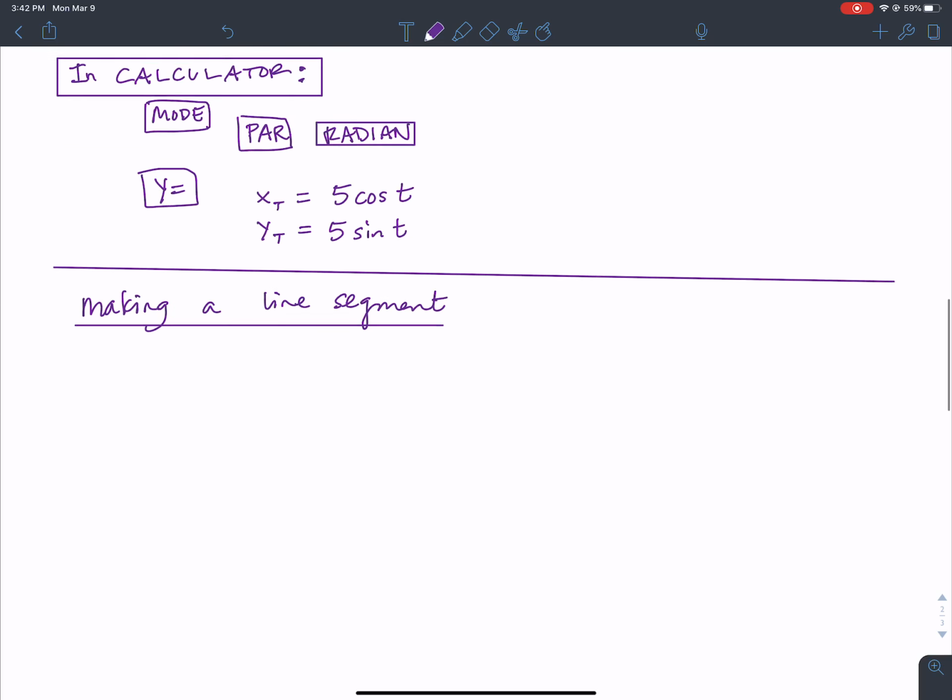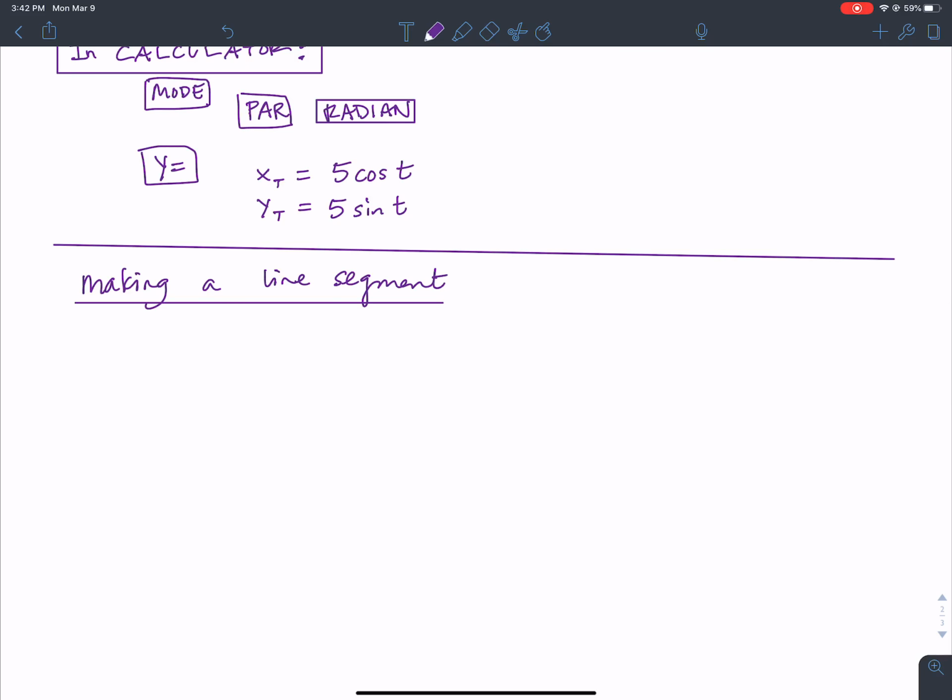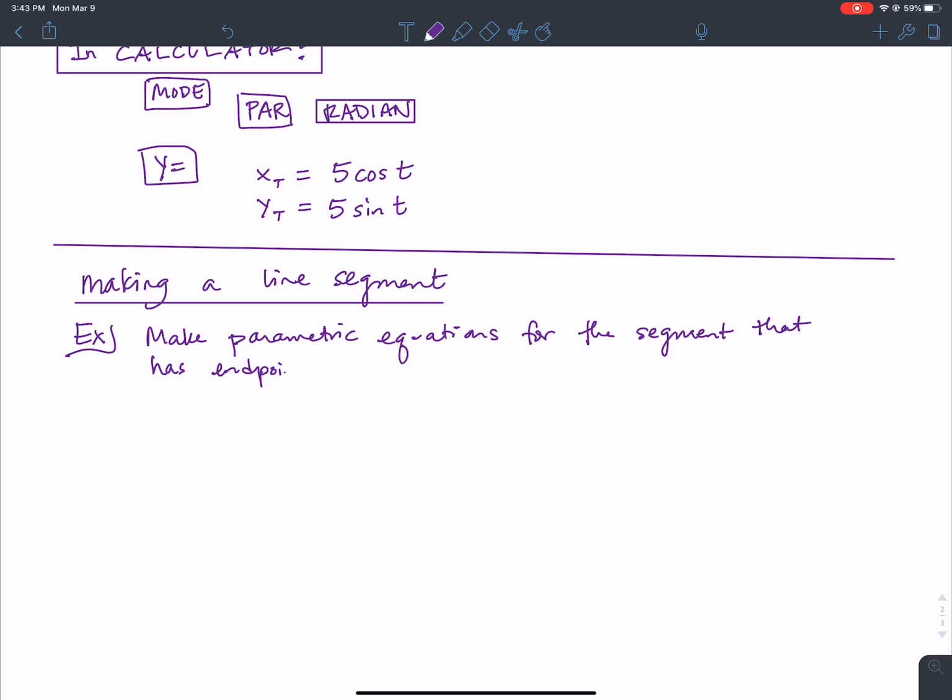So I'm going to ask that we make a line segment. So make parametric equations for the segment that has endpoints (5, 8) and (-2, 7).